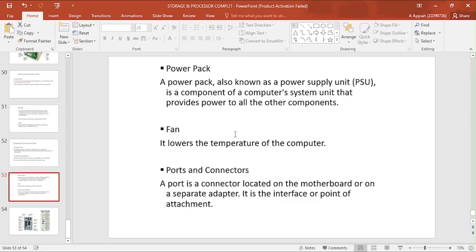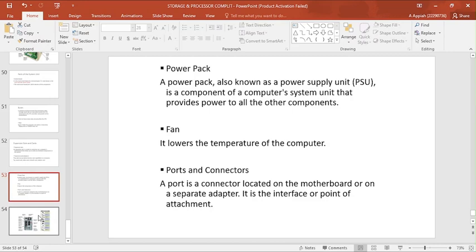Then we have the power pack, which can also be termed the power supply unit. It is a component of a computer system unit that provides power to all other components. So it serves as the electricity hub of the system unit. Then we have the fan, which helps to lower the temperature of the computer.